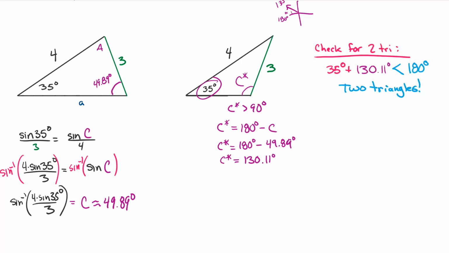Now that we know it, we've already found our C star: 130.11. We found it right here. All the weird work is done. Now you just have to do twice the work. We'll be back for this one in a second. First, we're going to solve this one.